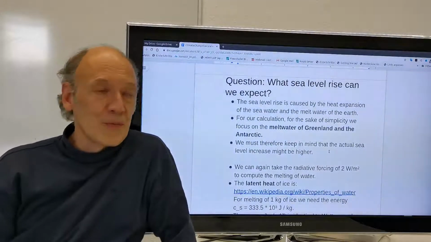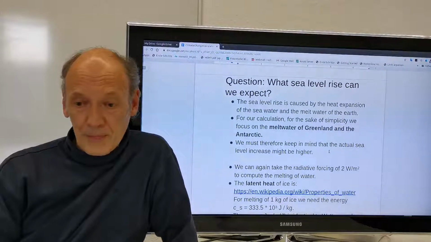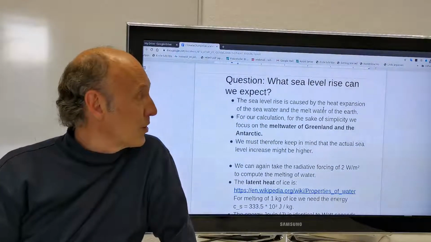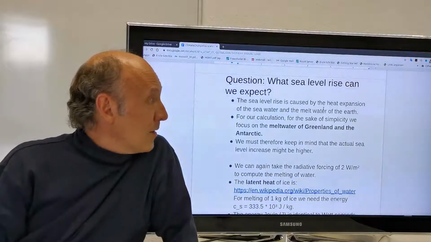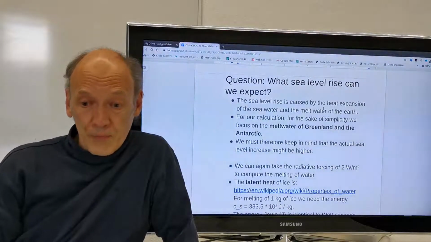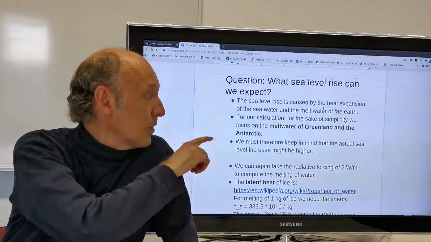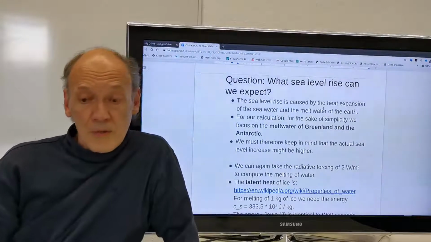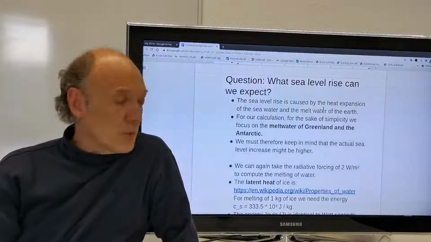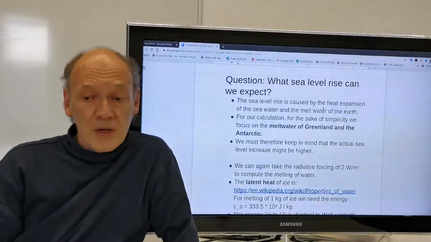So the question I want to answer today is, what sea level rise can we expect? The sea level rise is caused by the heat expansion of seawater and the meltwater of the ice on Earth. For our calculation, for the sake of simplicity, we focus on the biggest pieces, the meltwater of Greenland and the Antarctic. We must therefore keep in mind that the actual sea level increase might be even higher.